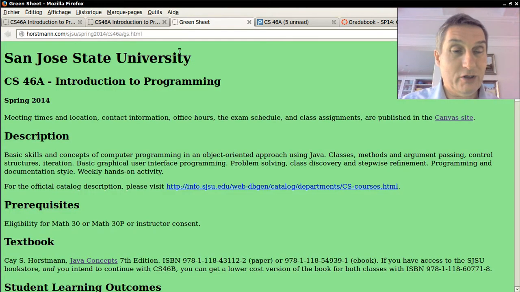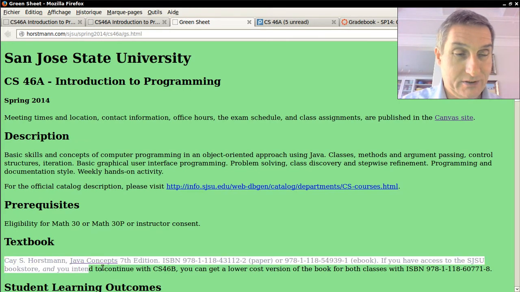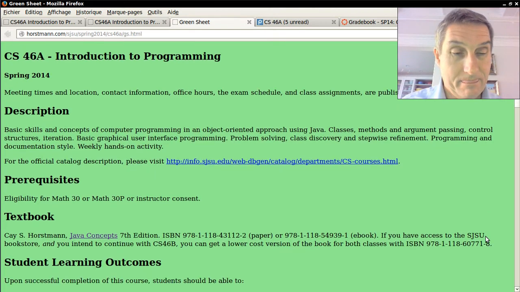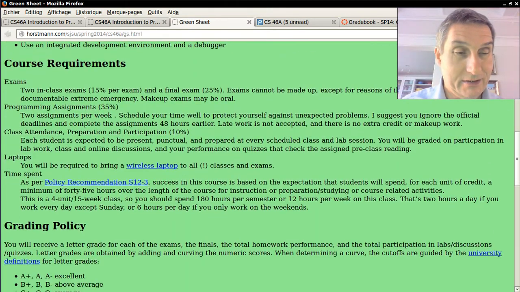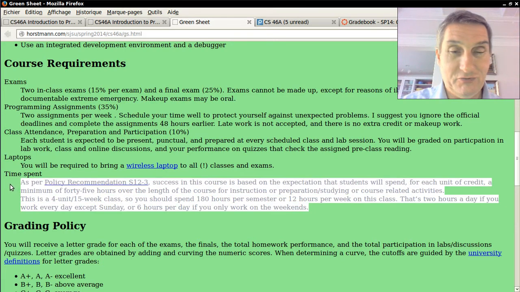All right, let's have a quick look at the green sheet. The most important part of the green sheet are two things. One is you do need a textbook. There's the description of the textbook here. And number two, I'd like you to pay attention to this clause here where it says how much time you need to spend on this course.